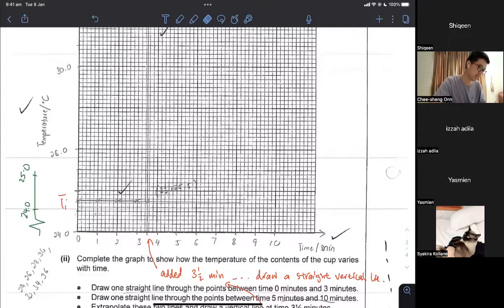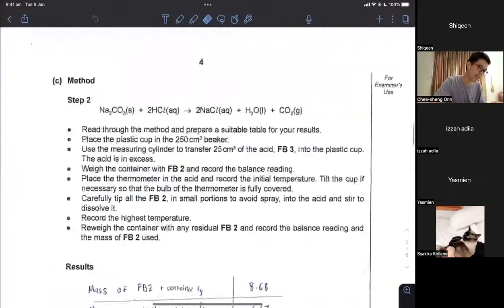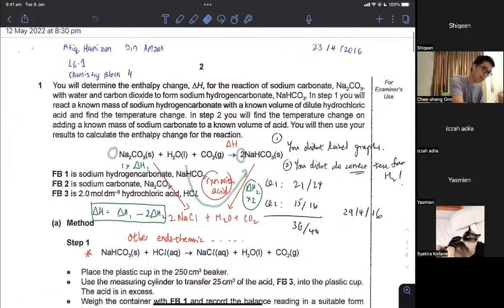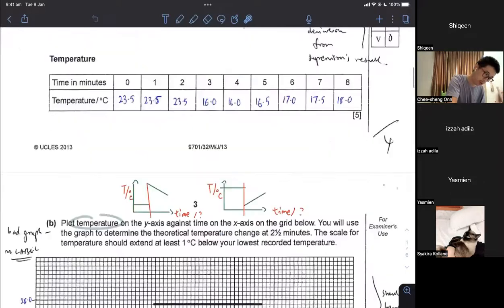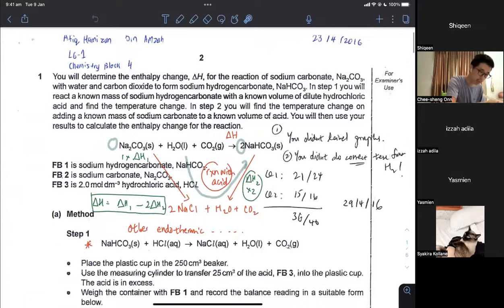I mean, this is magnesium acid. Last but not least, this is another variation. This is endothermic, but this is reaction of sodium carbonate with water. So these are the reactions. This is from 2013, and I think it's come out once even after 2013 as well. It's quite a popular paper 5 question as well. So make sure you know how to do this kind of thing.